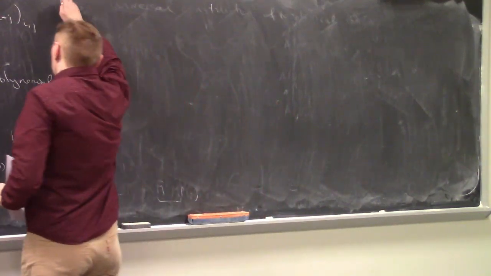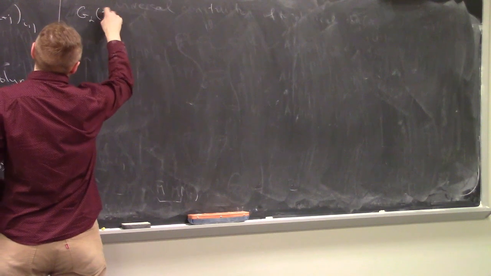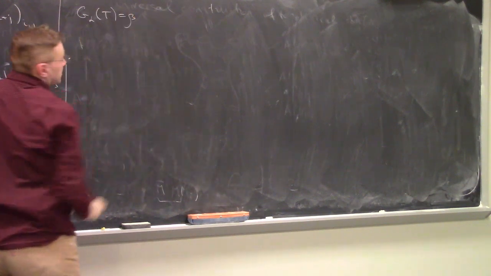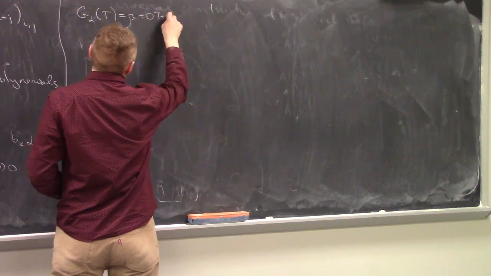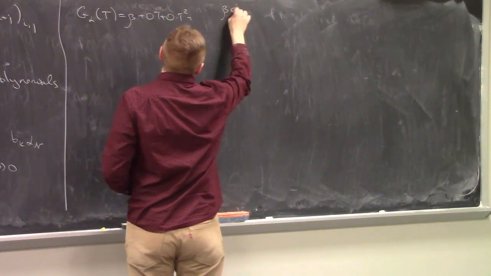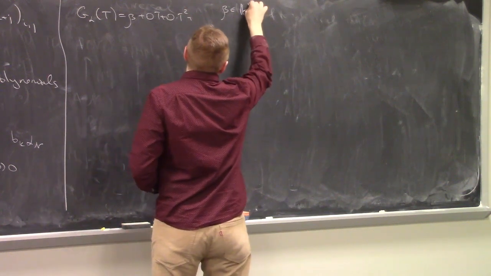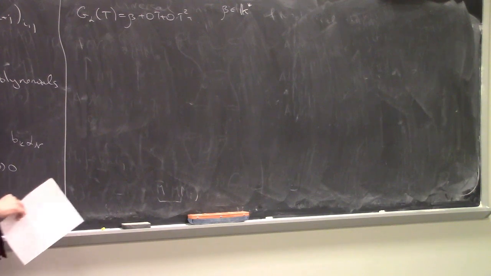So let's do an example where the function is very simple, so it's just a constant. There's nothing beyond this. It's beta plus 0 t plus 0 t squared plus etc., and beta is a non-zero element of the ground field.